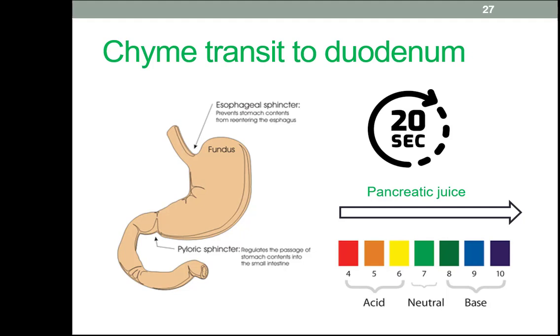About every 20 seconds, the pyloric sphincter at the base of the stomach dilates to allow small amounts of chyme to pass into the duodenum. This gradual release allows the acidic chyme to be neutralised by the alkaline, that is the basic, pancreatic juice. We'll discuss the formation of pancreatic juice later on.